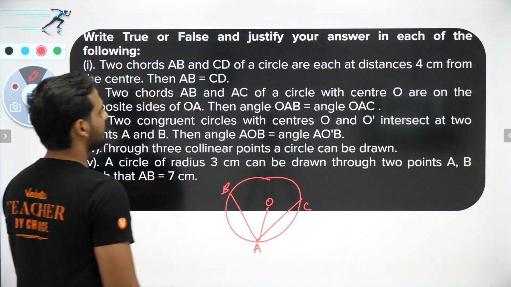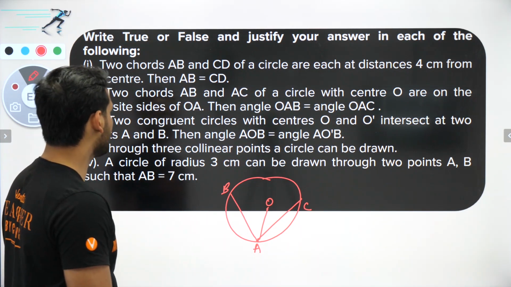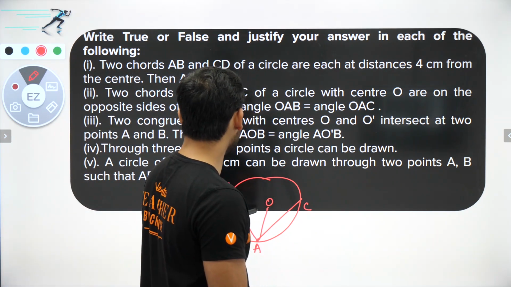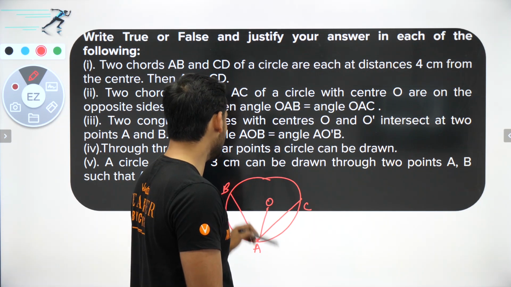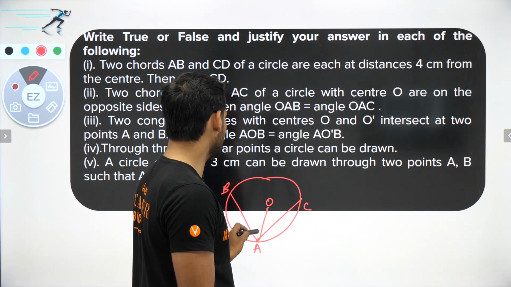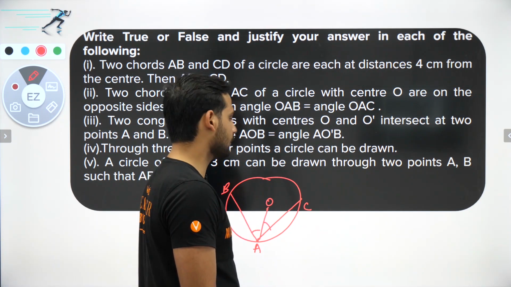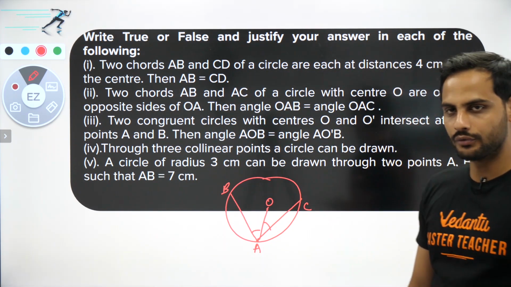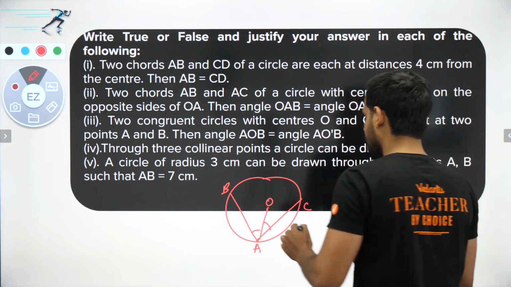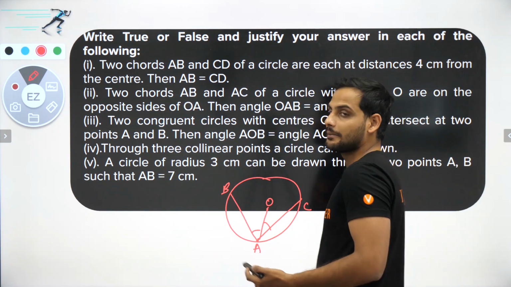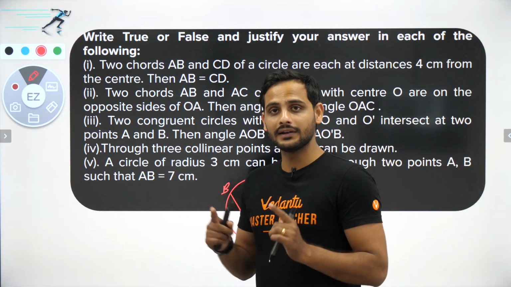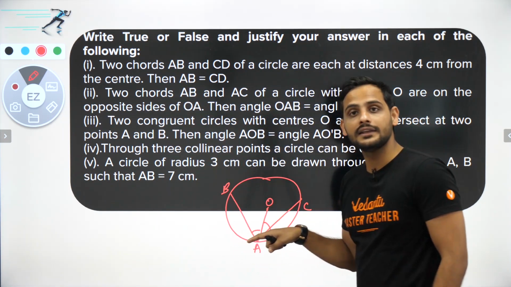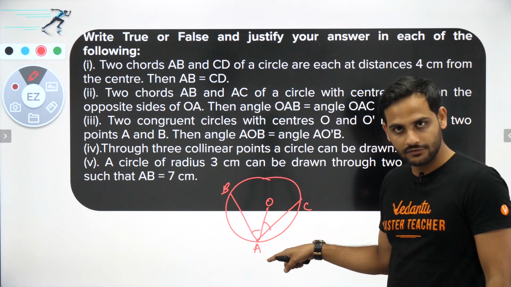They are saying two chords AB and AC of a circle with center O are on the opposite sides of OA. Then angle OAB and angle OAC, these two angles will be equal. We need to prove it. But always remember, many of you will have the feeling that these two will be equal, but not in this case. If the two chords are equal, then these two will be equal.